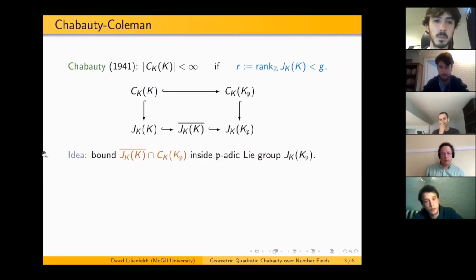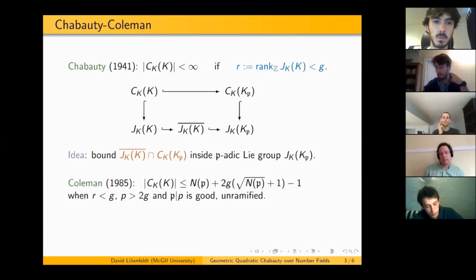Later on in '85, Coleman came along and he made this theorem of Chabauty effective. He came up with an explicit bound for the number of points on any curve of higher genus satisfying this r less than g condition. So this is the bound that he gets. And here you see the Chabauty condition. He also needs the prime to be greater than 2g. And as I mentioned before, p is a good and unramified prime.